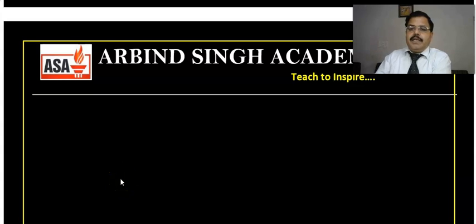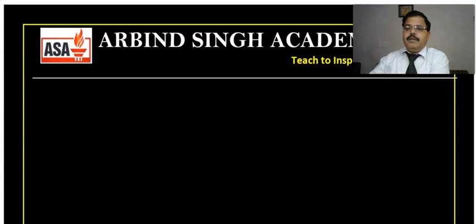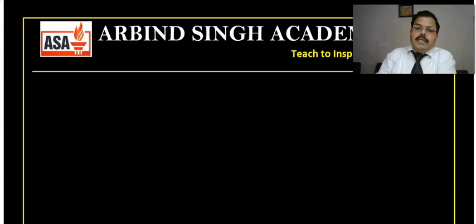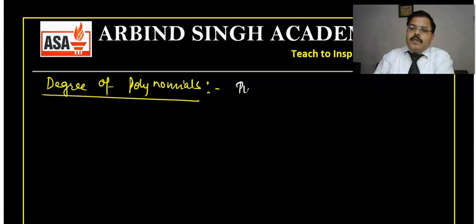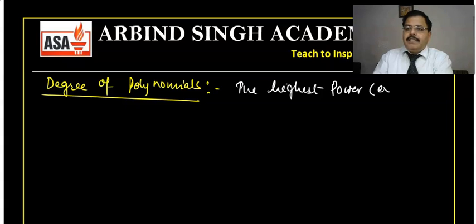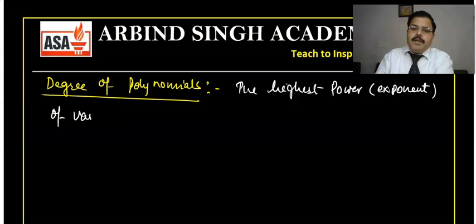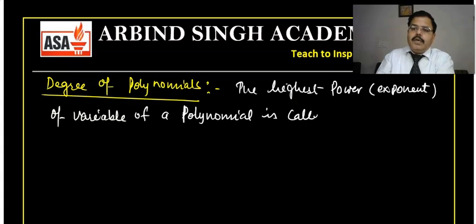Degree of polynomial. Let me describe this. The highest power, that is, the exponent of the variable of a polynomial, is called the degree of the polynomial.